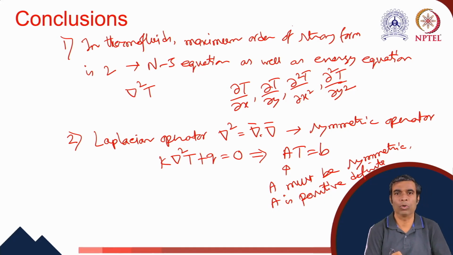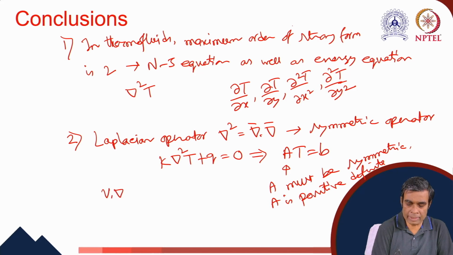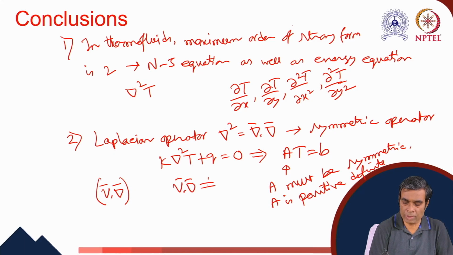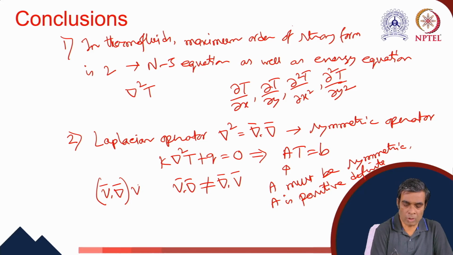Now, if we go to the fluid flow operator, the convective operator, this operator is V dot del. Already we have mentioned that V bar dot del is not equal to divergence of V. This is not the divergence operator. This is V bar dot del, the convective operator. This operates on the velocity vector, and this operator V bar dot del is an asymmetric operator.